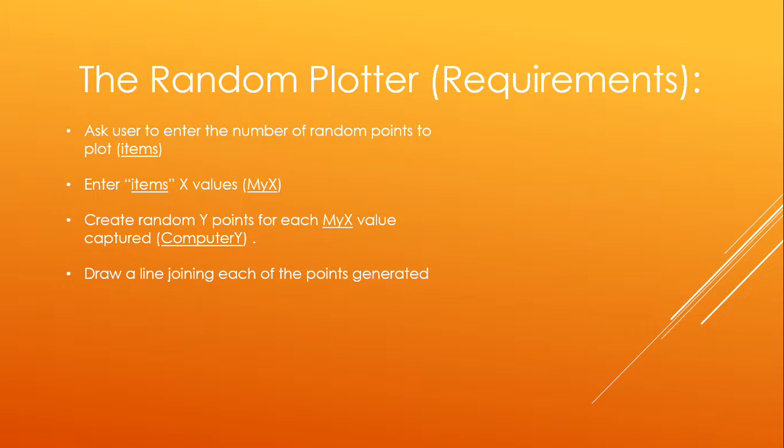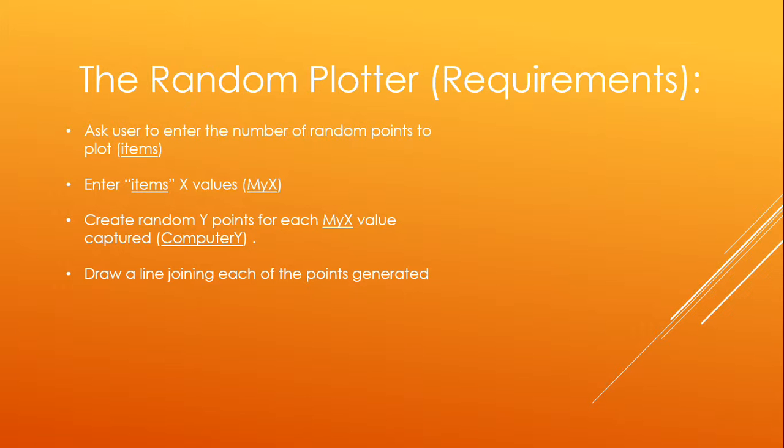Your program will then loop items number of times. So I said 5, I'll loop 5 times, and I will store 5 values as entered by the user into a list variable called myX. Then for each value that you've created in the myX list, the computer will pick a random Y value and capture that in the computerY list.